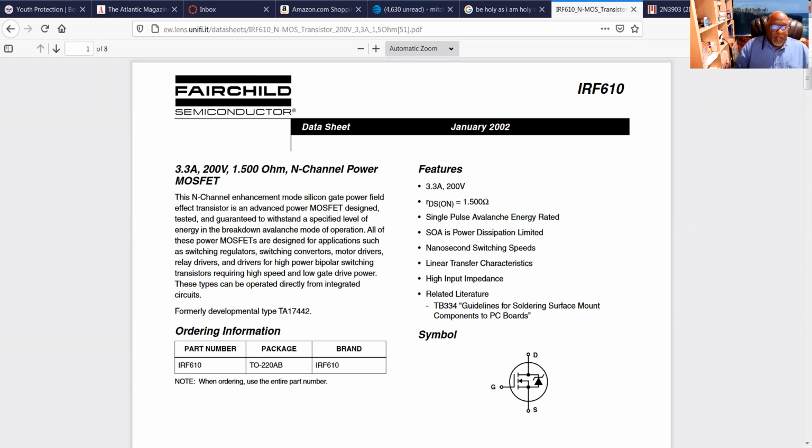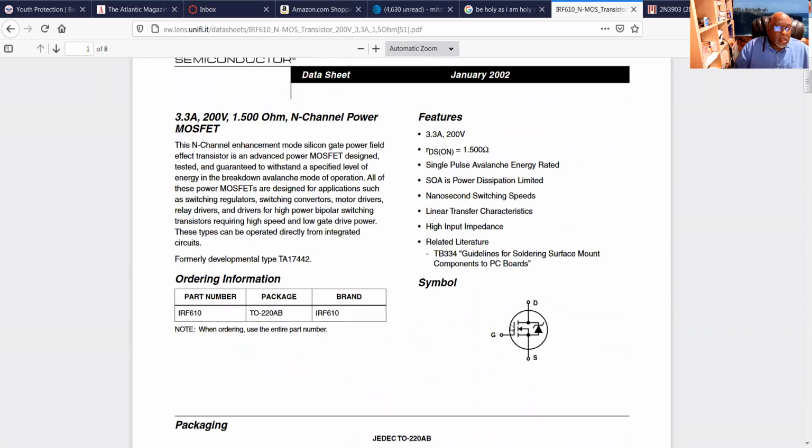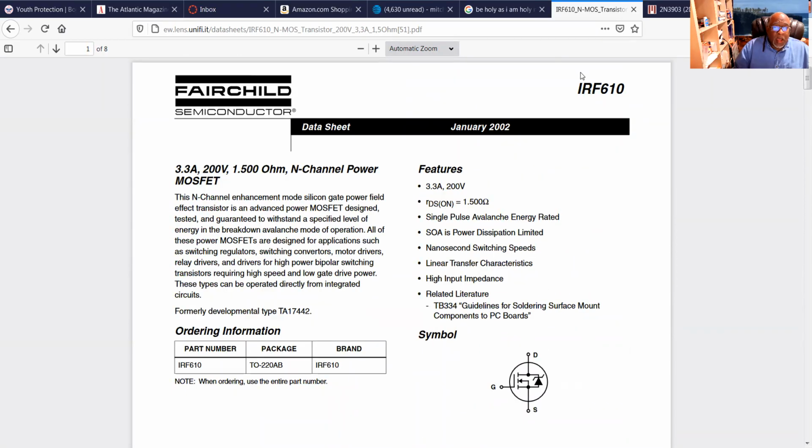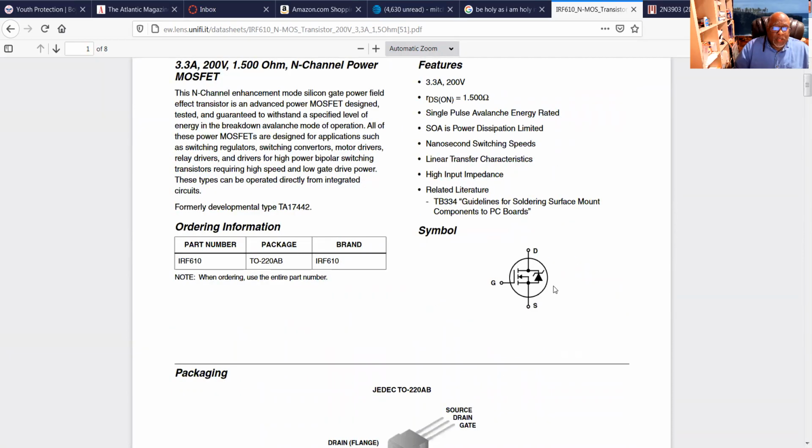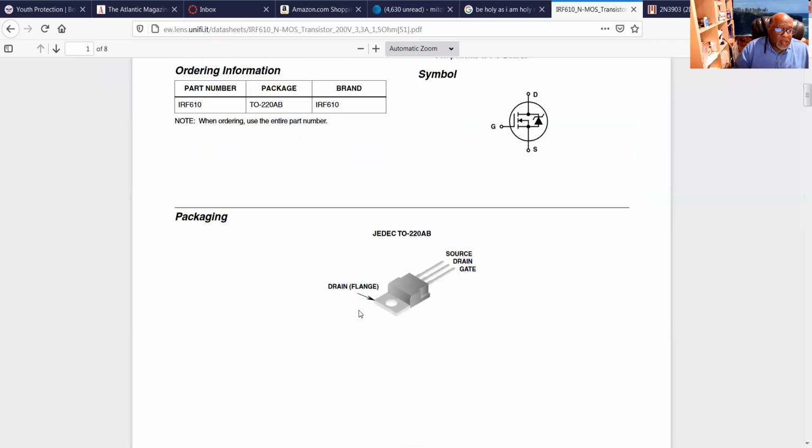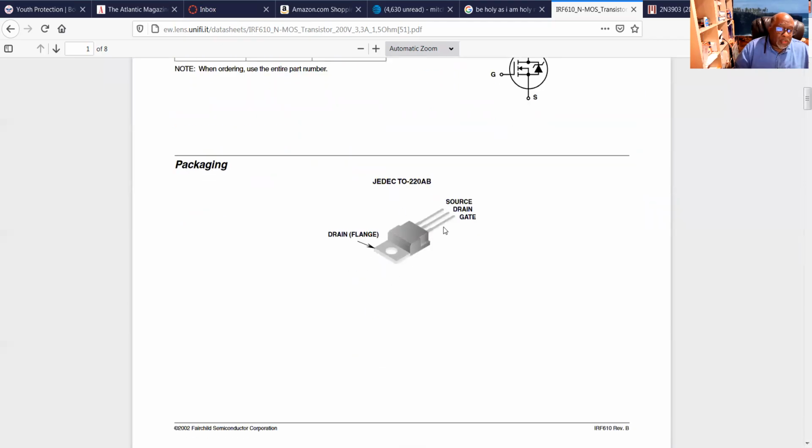There's also, and maybe we'll look at this tonight, if not next time, when we're looking at your common source amplifier, one that uses an N-channel MOSFET transistor. So we look at the IRF610. The symbol looks like this. This is an N-channel transistor. And this is what the package looks like. This is a TO-220. It's a larger package than the NPN because it's going to handle a lot more current. So usually the larger the package, the higher the current rating.